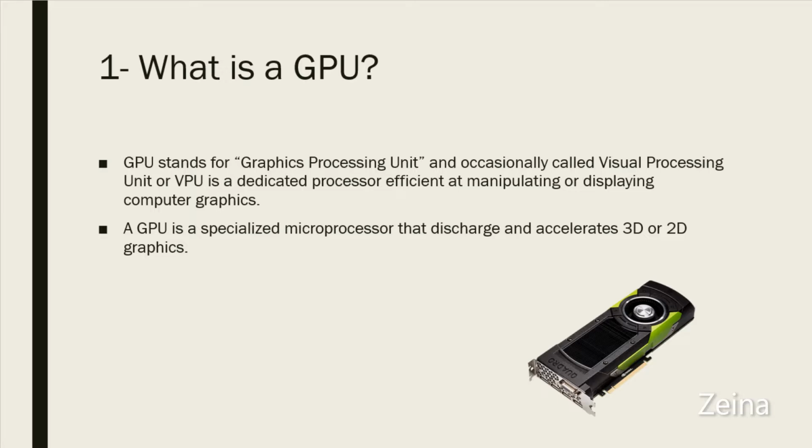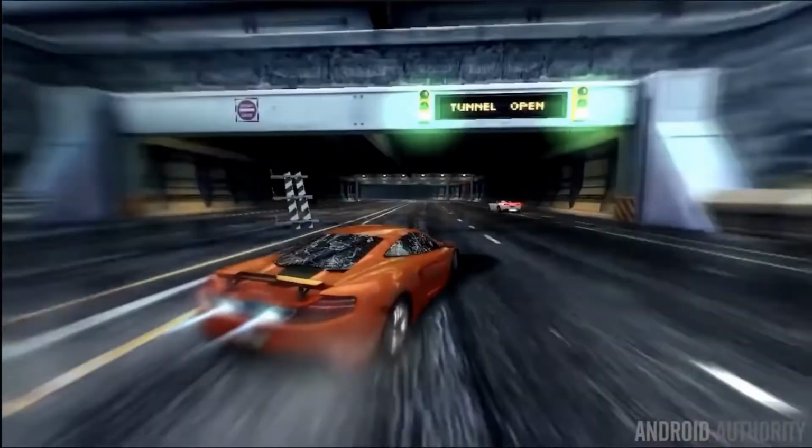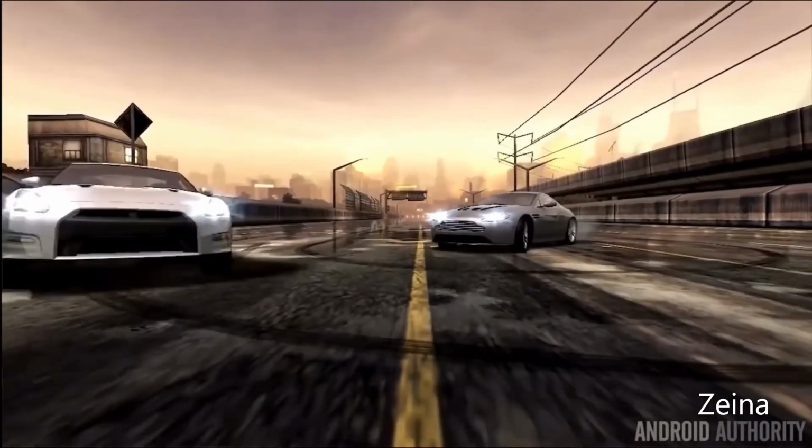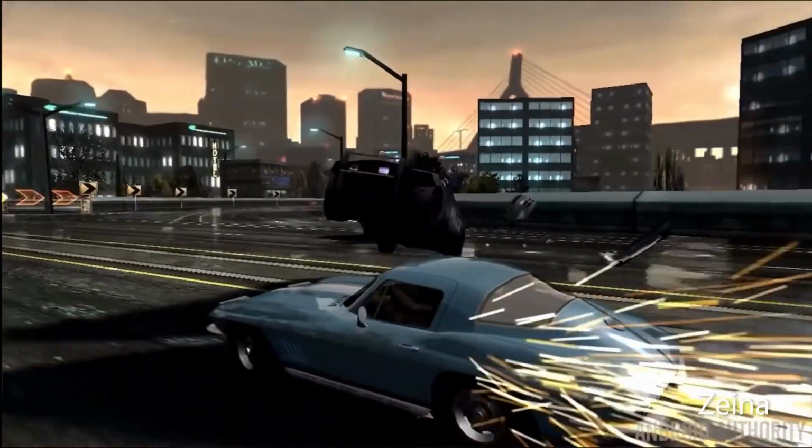GPU stands for Graphic Processing Unit and is occasionally called Visual Processing Unit or VPU, and it is a dedicated processor efficient at manipulating or displaying computer graphics. A GPU is a specialized microprocessor that offloads and accelerates 3D or 2D graphics. It is used in embedded systems, mobile phones, personal computers, workstations, and game consoles.